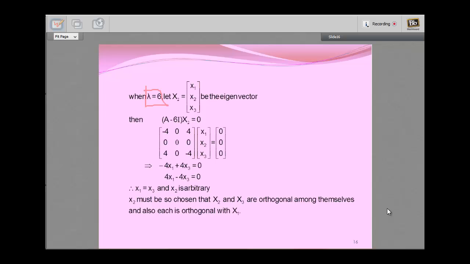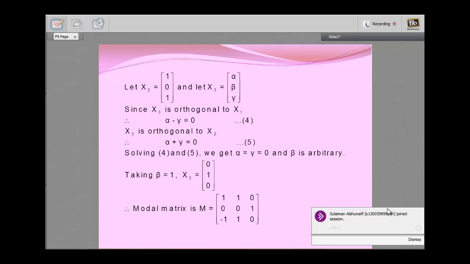So the eigenvector will be 0, 0. And the third one, the eigenvector corresponding to this lambda, we will find 0, 1, 0. So we will combine all these eigenvectors. This is the matrix, this is the P. When we combine all these, we will get 1, 0, -1, 1, 0, 1, 0, 1, 0.